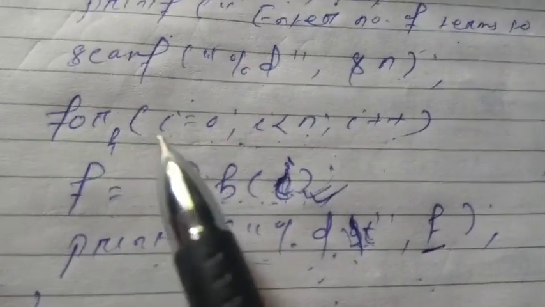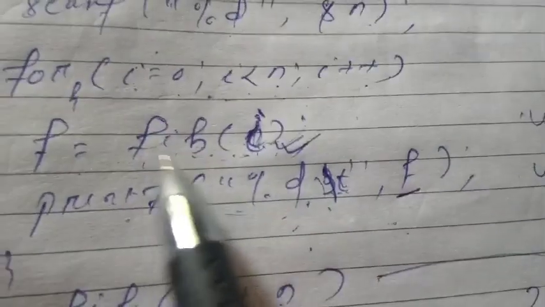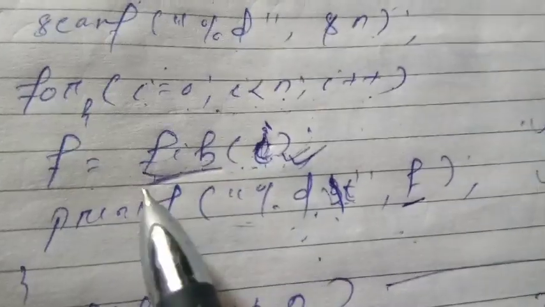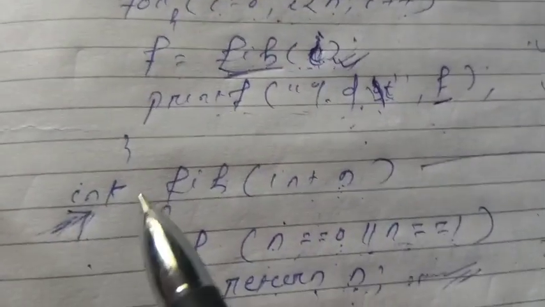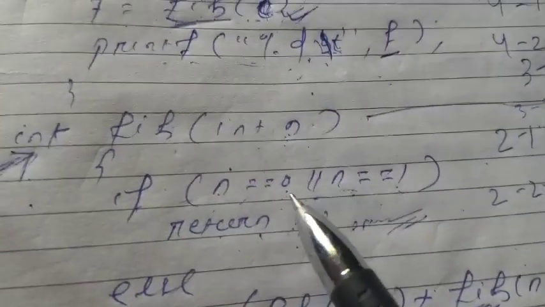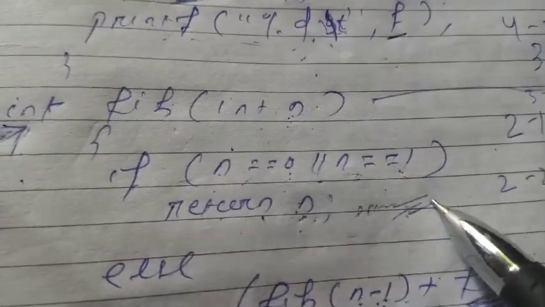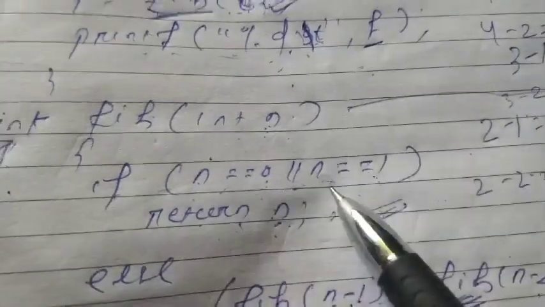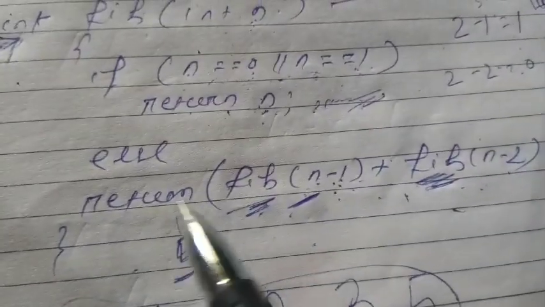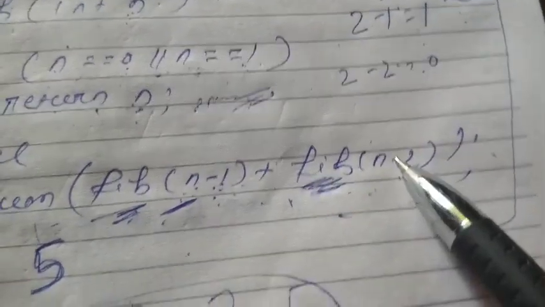Then we use a for loop: for i equal to 0, i less than n, i plus plus. Here we call the function fib of i. We have defined this function here, where we pass the argument int n. If n equal to 0 or n equal to 1, then return n. This is the exit condition of the program. Else return fib of n minus 1 plus fib of n minus 2.